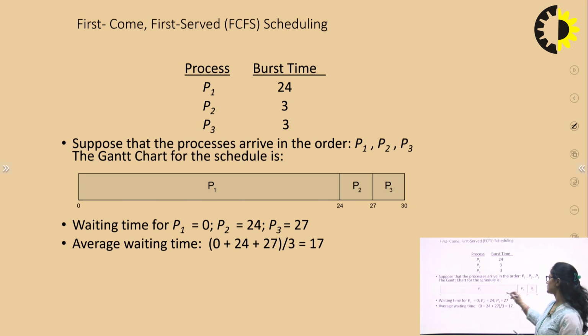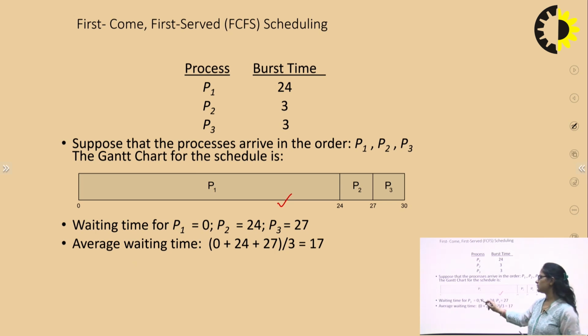This chart is known as a Gantt chart, where we show all the processes and the CPU burst time each will take. Suppose the processes arrive in the order P1, P2, P3, and the Gantt chart for the schedule is as shown. So how can we calculate the waiting time of any process like P1, P2 and P3? What are the different waiting times for these processes? First we calculate the waiting time of P1.